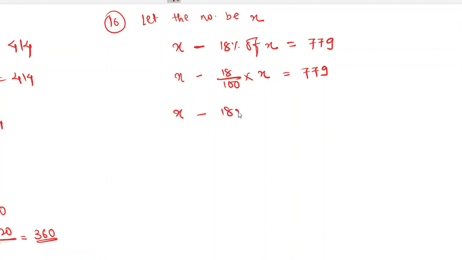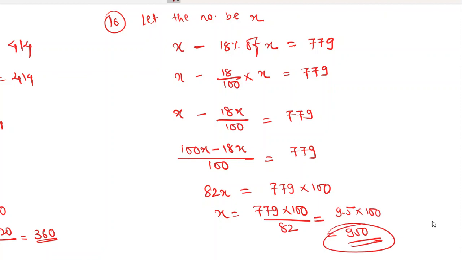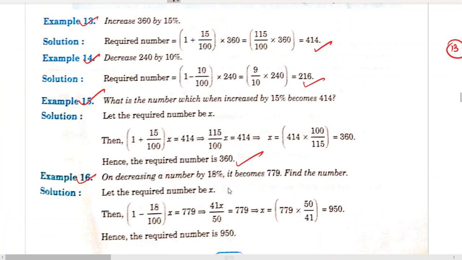So this is x minus 18x upon 100 is equal to 779. So this will be 100x minus 18x, I took LCM, upon 100 is equal to 779. So 100 minus 18, this will be 82x is equal to 779 multiplied by 100. So x is equal to 779 multiplied by 100 divided by 82. So let's divide and check. 779 divided by 82, I'm getting 9.5, multiplied by 100 will give me 950. The answer is 950. So 950 when decreased by 18% will give me 779. Let's check the answer. Yes, it is correct.